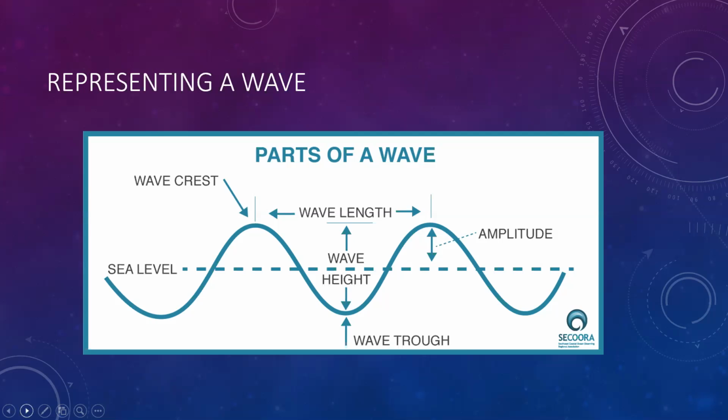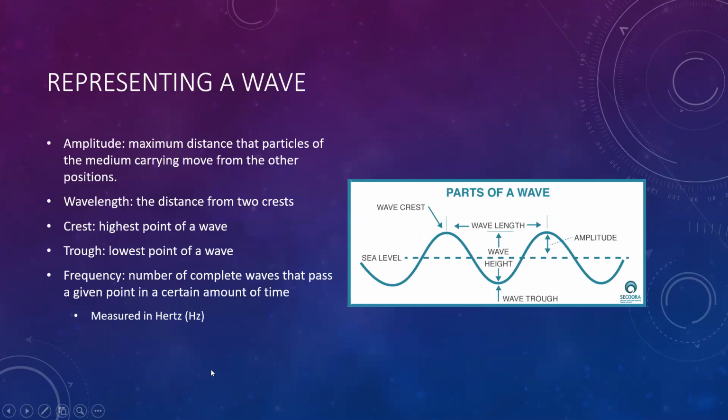So let's talk about the vocab with that. One of the words is amplitude. That's the distance from sea level, if you will, to the highest point. So that's that movement. A wavelength is the distance between two crests. A crest is the highest point of a wave. The opposite of a crest is a trough. That's the lowest point of a wave.